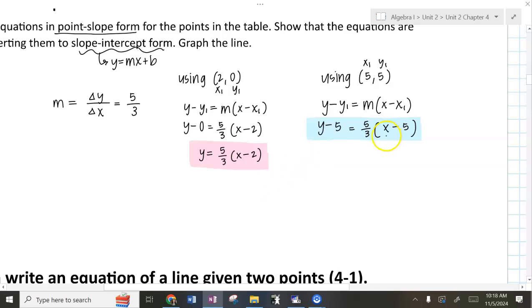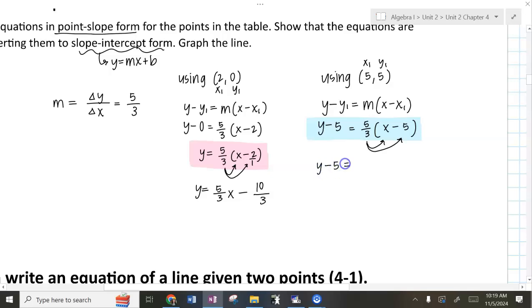You should know how to convert these based on what we did in Chapter 3. You would have to distribute the slope. On the pink equation, 5/3 times x is 5/3 x, and 5/3 times -2, it's a positive times a negative, so I know it's going to be a negative. And then you could treat it as 2 over 1, so you get 5 times 2 is 10, 3 times 1 is 3.